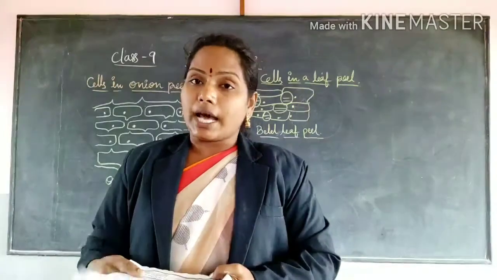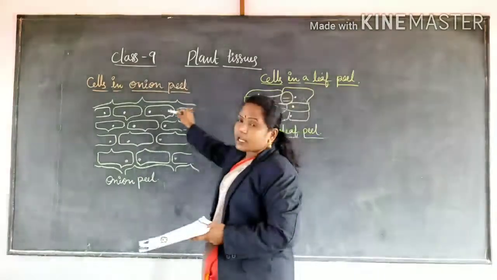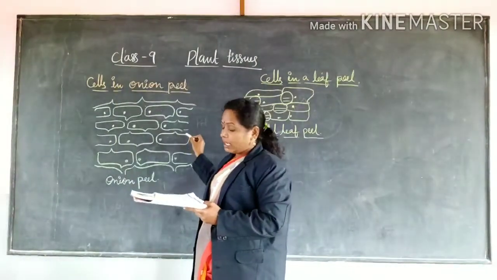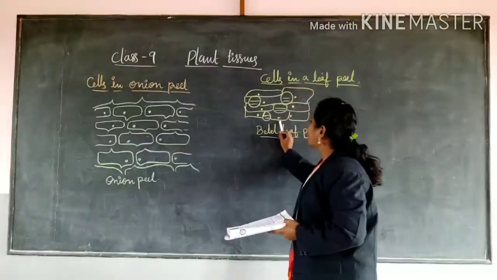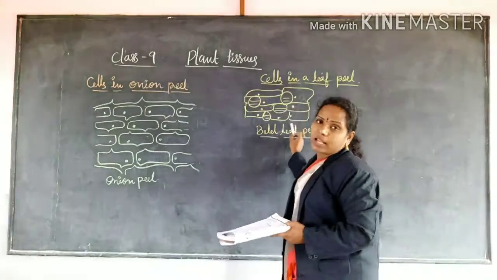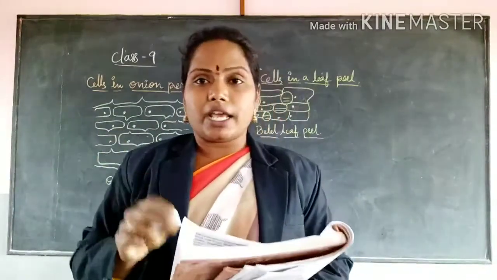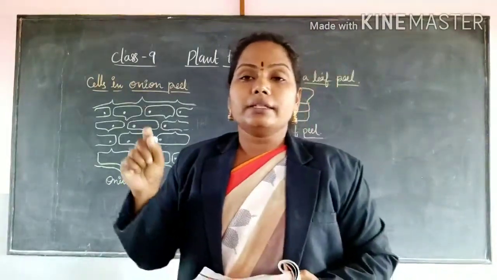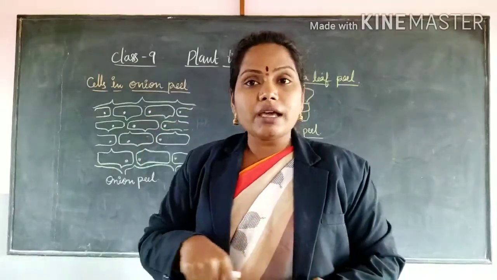How are the cells arranged? Here you have to know one thing. Are all cells in the same shape? No, some are in different shapes. And how are they arranged? There is an intercellular space here, and all cells are not in the same shape, and they are arranged tightly in between these. Are all cells similar here also? No. Is there any difference in their arrangement? Yes, in onion peel there is a gap in between the cells, but in bitter leaf there is no gap in between the cells.